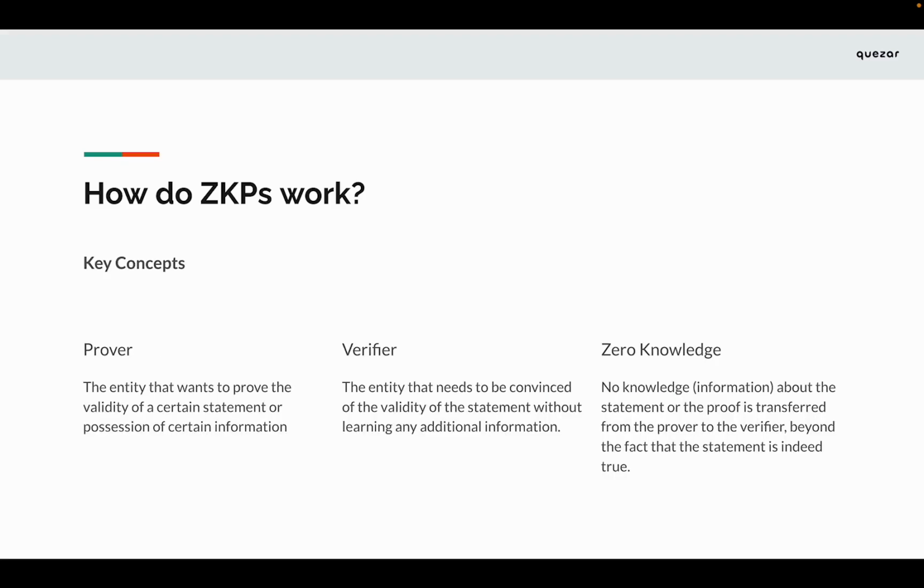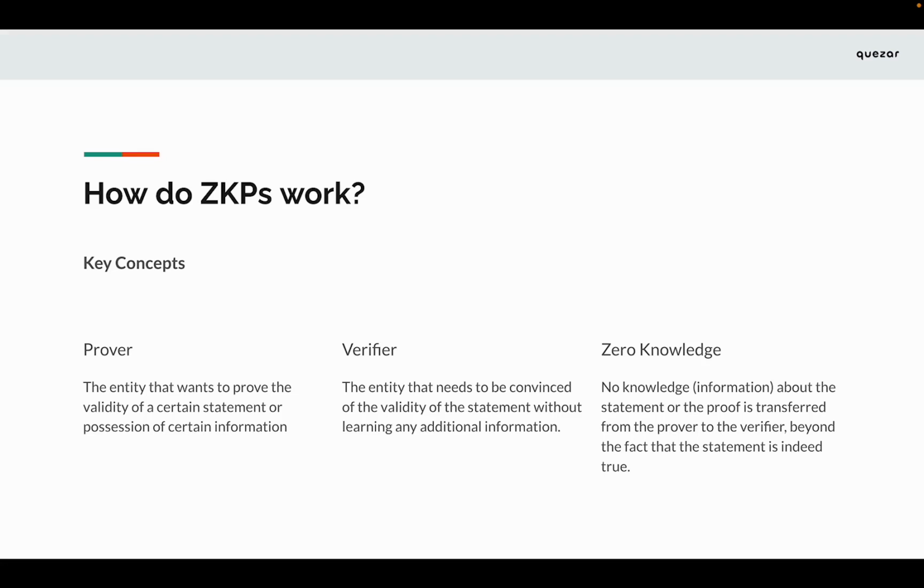So there are three main elements to ZKPs. The first is the prover. The prover is an entity that wants to prove the validity of a certain statement or that they have some kind of information. Then comes the verifier.